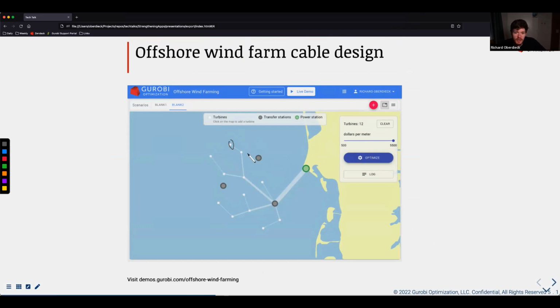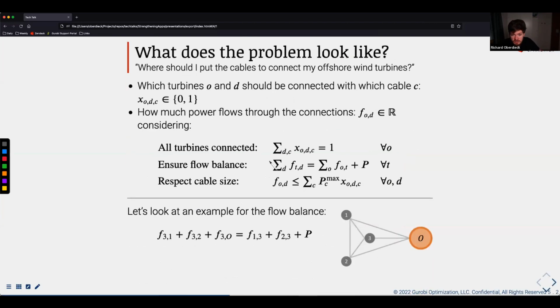And so you have to put cables to transport the electricity. The question in this particular problem is, between which turbines should you put the cables such that you minimize the cost? The logic is which turbines O and D should be connected, and with which cable C. Each cable has different characteristics, mainly that they allow different maximum power to go through them, and then how much power flows through the connection. So if you have a connection between O and D, how much power can flow?